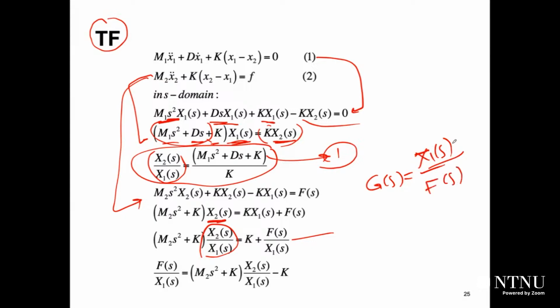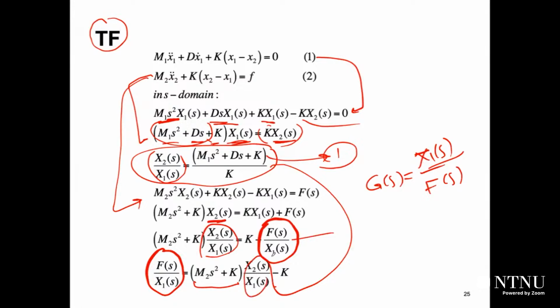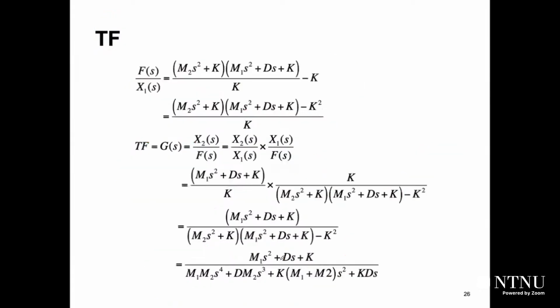We need to get this one. So we need to get x1 of S divided by F of S, or F of S divided by x1 of S on one side. So here divide both sides by x1 of S, so we will get this one on one side. So it will be like this one. So it will be that part multiplied by that part minus K, right? So in case, just substitute this value here, and just do this multiplication and get your transfer function. So at the end, after doing those steps, we will get this transfer function. This one will be my transfer function.